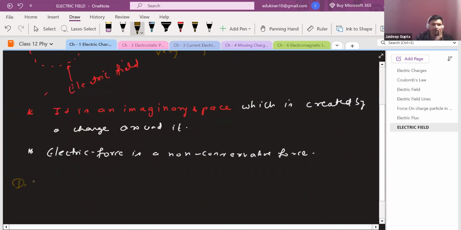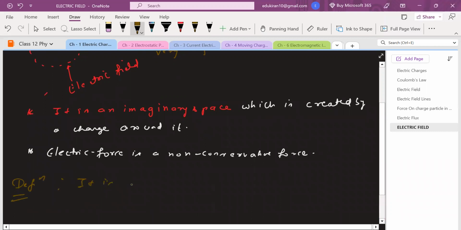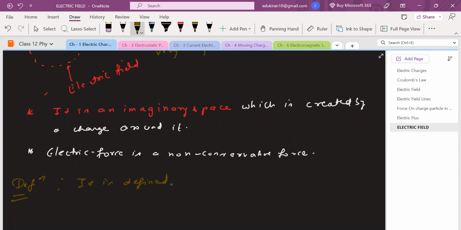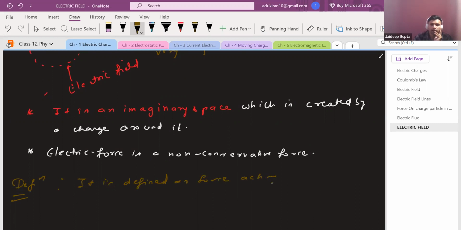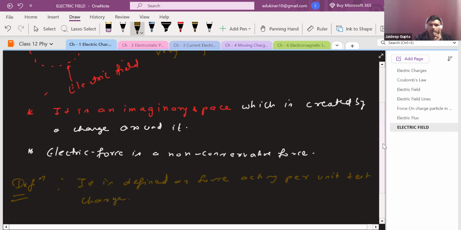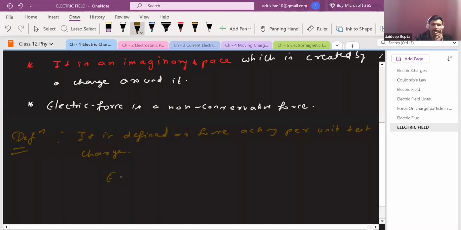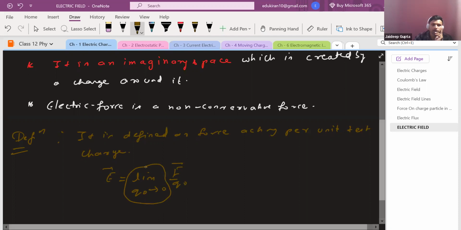Now, definition. It is defined as force acting per unit test charge. So electric field is defined as the limiting value, Q naught tends to 0, of F over Q naught. This question usually comes in exams.